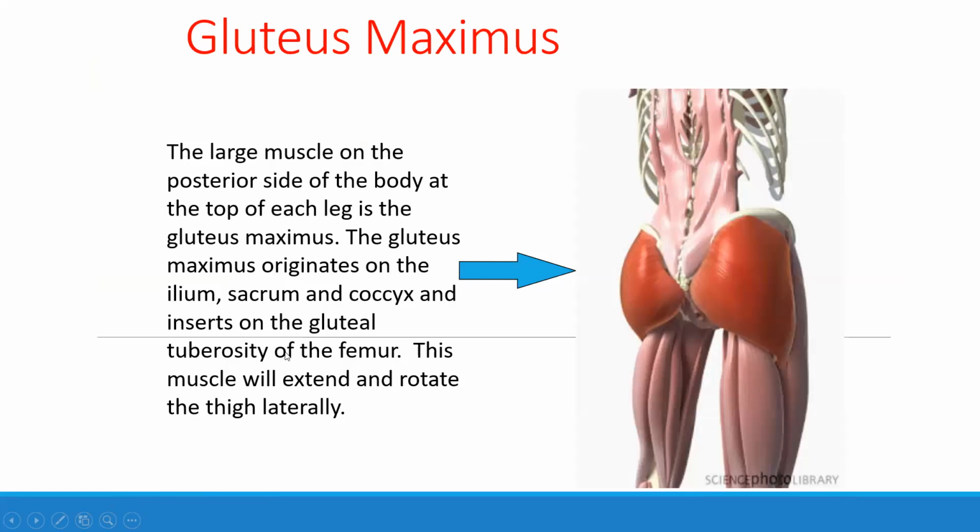Okay, comments on the gluteus maximus. Very large muscle at the top of each leg. It is not the site of injections. We do not inject in the gluteus maximus because directly underneath the gluteus maximus is the greater sciatic notch and the sciatic nerve. Sciatic nerve at that point is about the size of your finger. It's easy to find and hit.